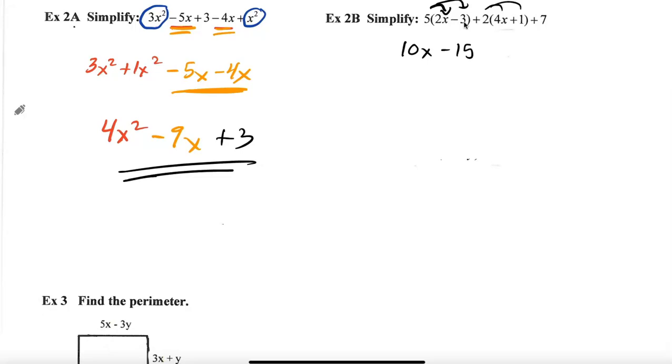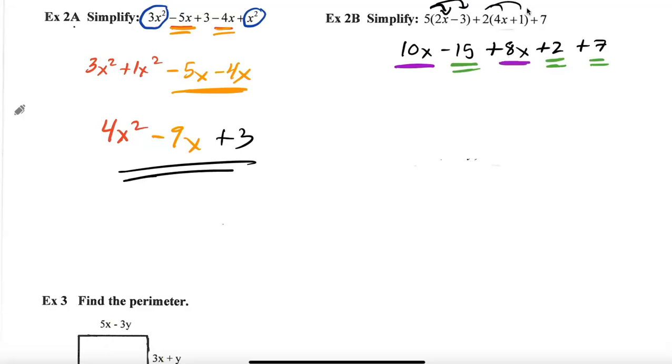Over here, 2 times 4x is 8x. 2 times 1 is 2. And then there's a plus 7 on the outside. And just like before, we're going to add up like terms. So I can add the x's with the other x, and I can add all the constant terms together.